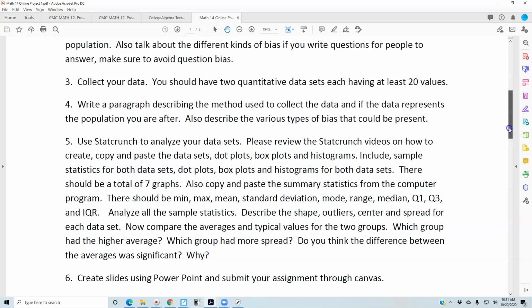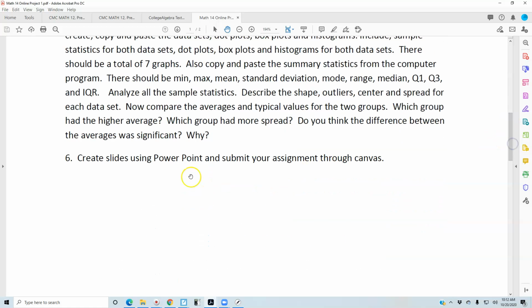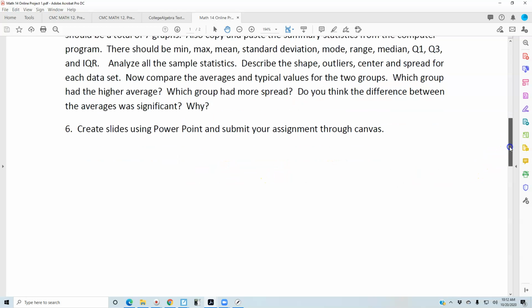Analyze all the sample statistics. Describe the shape, outliers, center, and spread for each data set. Now compare the averages and typical values for the two groups. Which group had the higher average? Which group had more spread? Do you think the difference between the averages was significant and why? Number 6, you're going to create slides using PowerPoint and submit your assignment through Canvas.